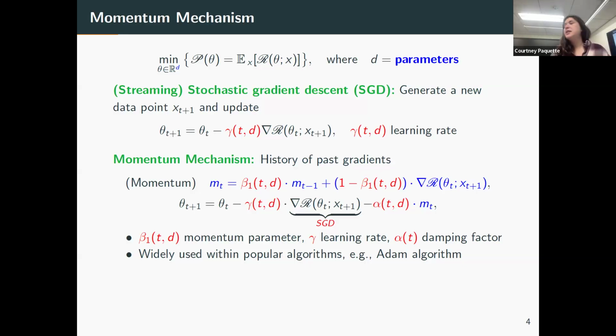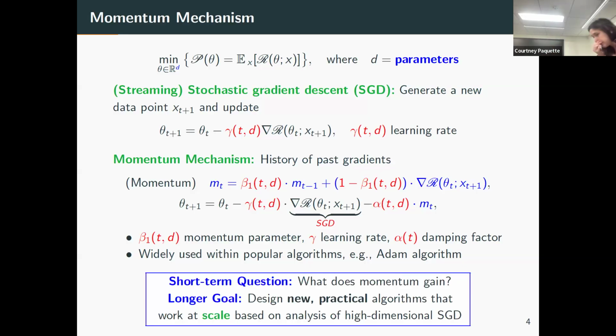This is basically used everywhere. Any algorithm has momentum as part of it. So the big question here, first of all, is why do we use this? It's used in every algorithm, so what does it gain? What can you actually say it gains? And then the longer term goal is, can you design new algorithms which work at scale in this framework? So how do you choose all these parameters properly?